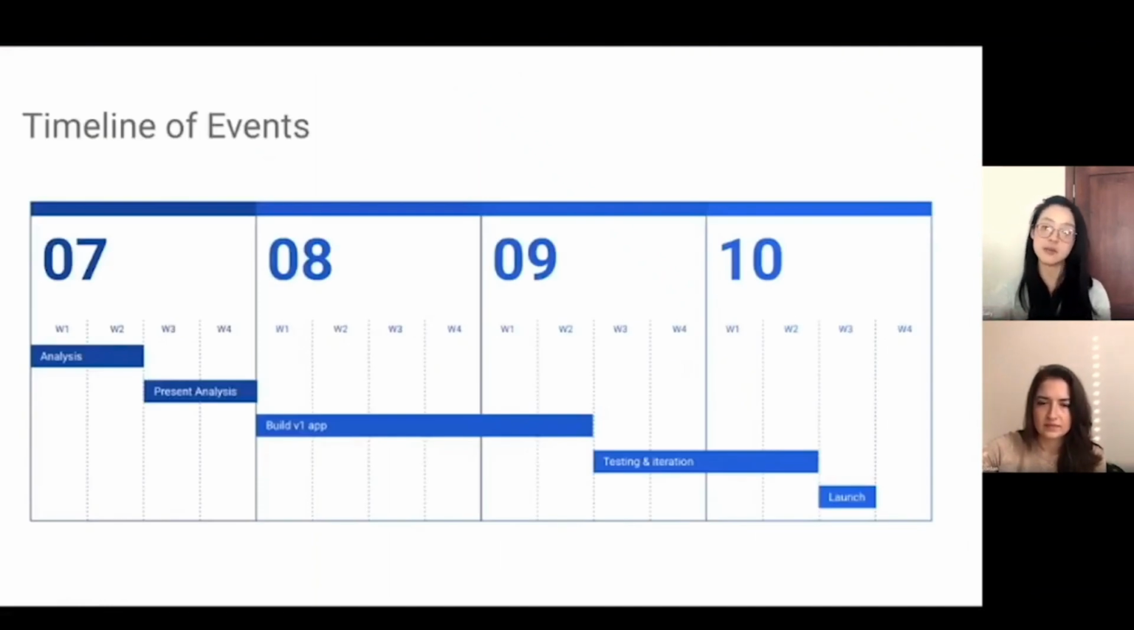So here's what a timeline of events could look like. The first 2 weeks for analysis, and then we're presenting the analysis now, and then a good chunk of time where we can build the app. And during the testing and iteration, this is where we want to focus on the 7th graders, get their feedback, and then finally we can launch and open it up to all other grades. So that's how we can build V1 or version 1 of the app.